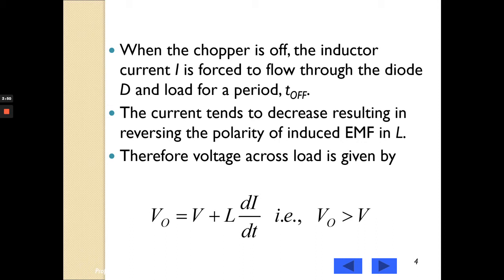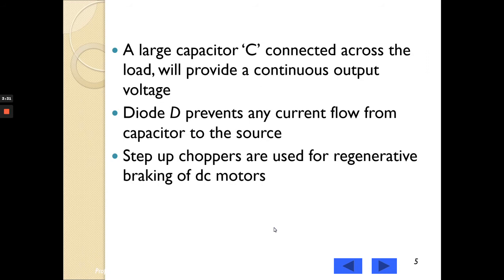The current tends to decrease, resulting in reversing the polarity of the induced EMF in the inductor. Therefore, the voltage across the load is given by V out equal to V plus L di by dt. It is nothing but the output voltage is greater than the input voltage.